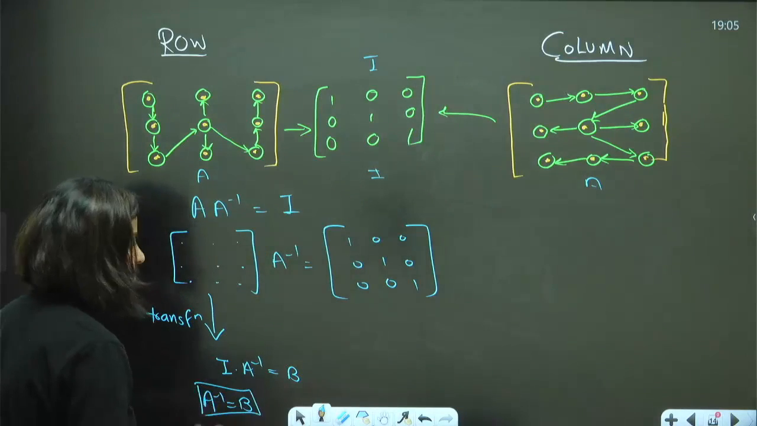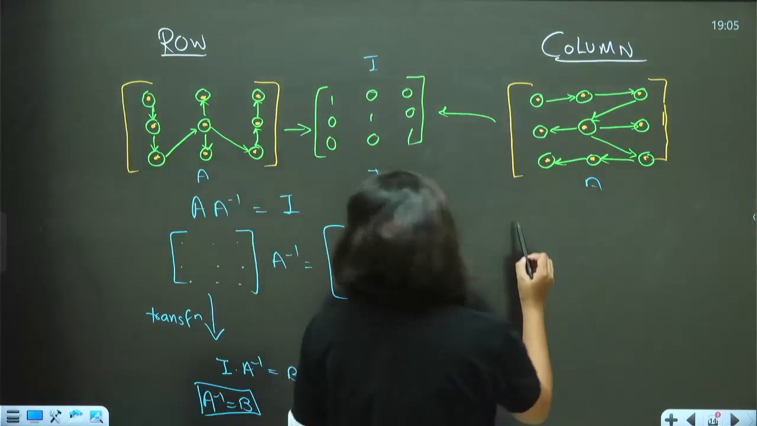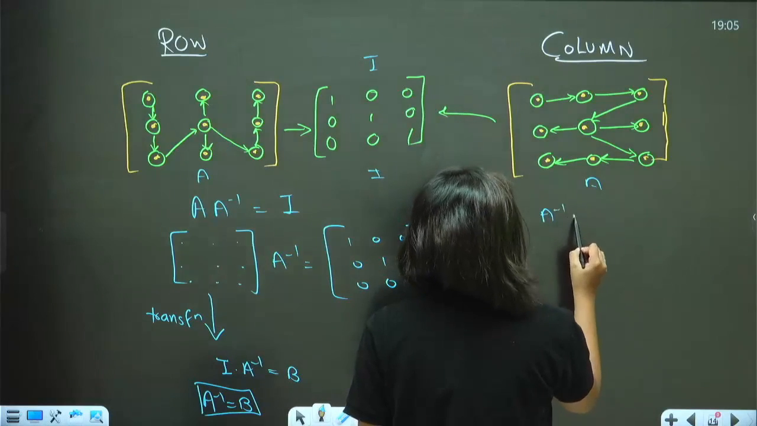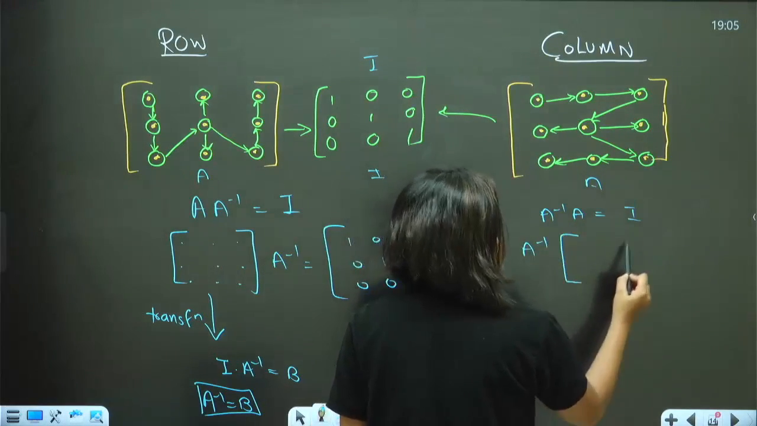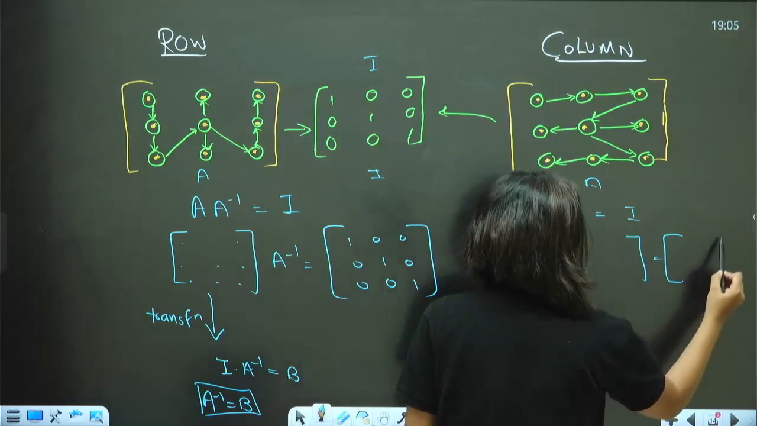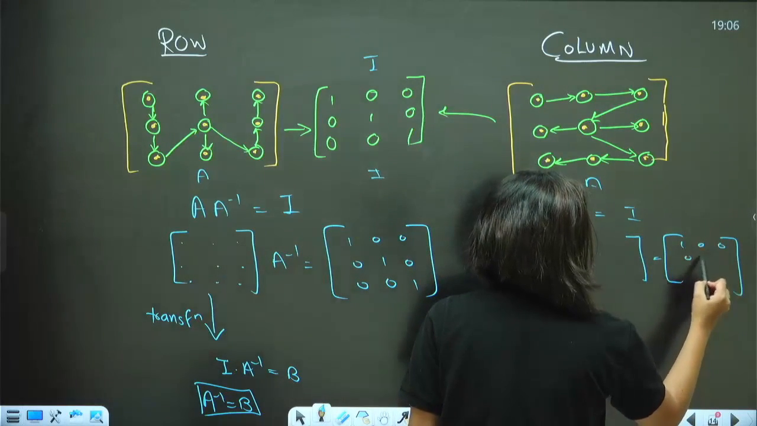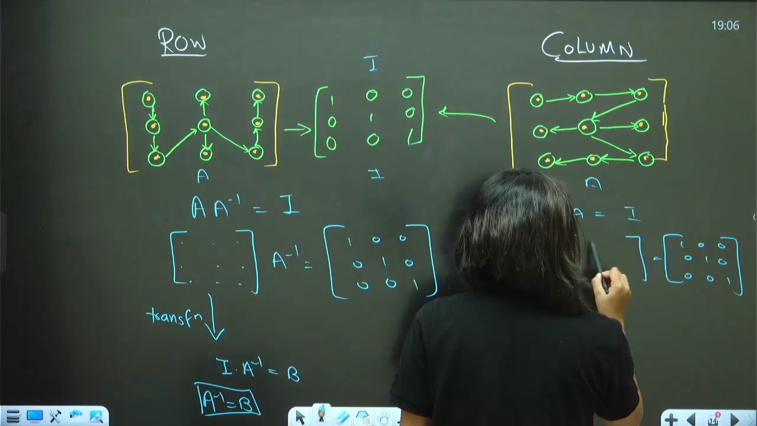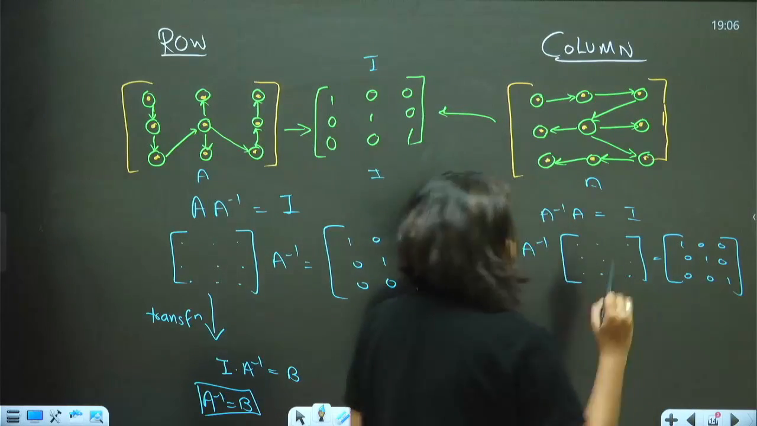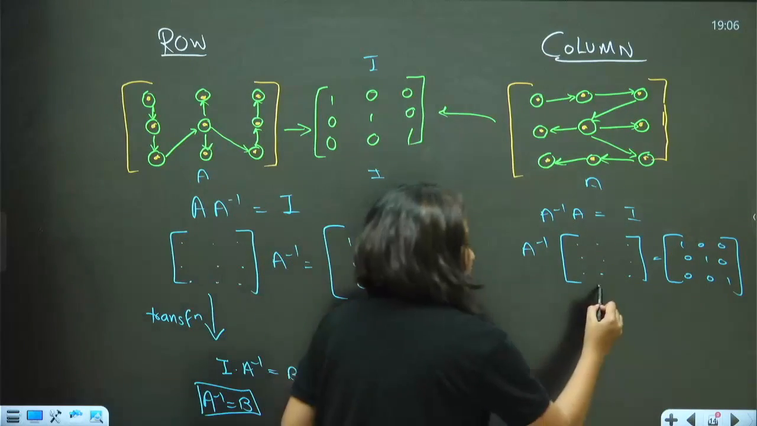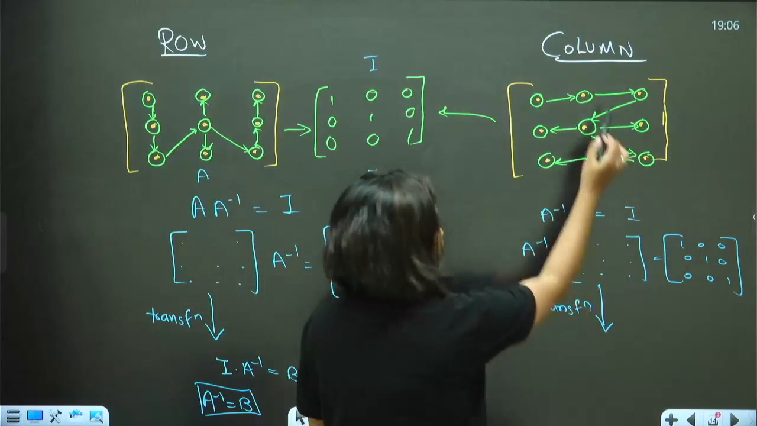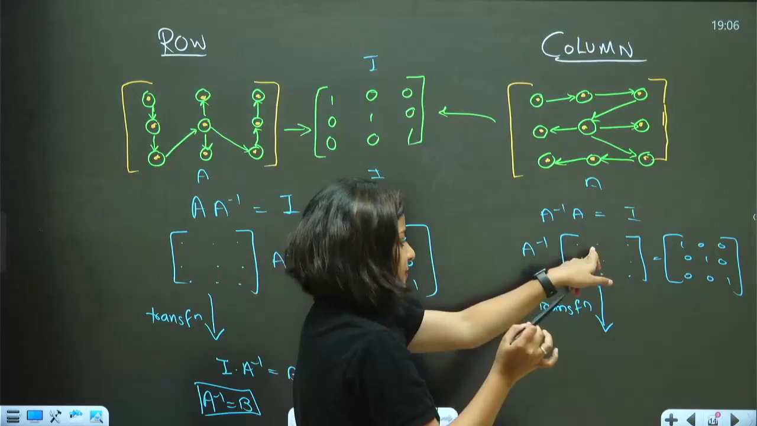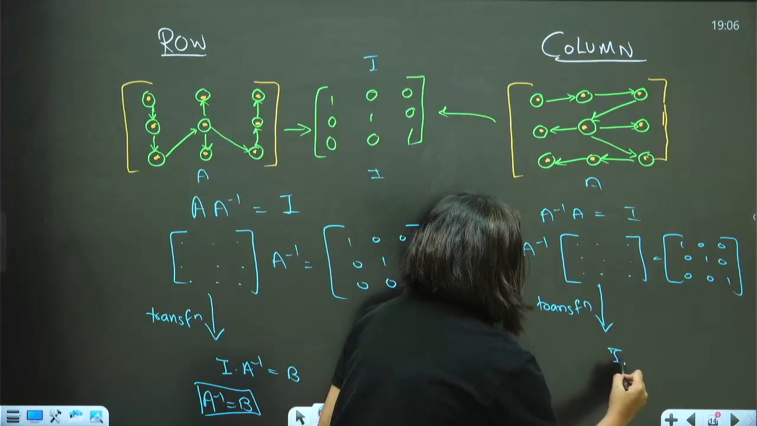Similarly, for column transformation, you will do this. A inverse into A is equal to I. Keep A inverse as it is, like a showpiece. Substitute your A and I. Do some column transformation. What column transformation? Like this, and make this A equal to I.